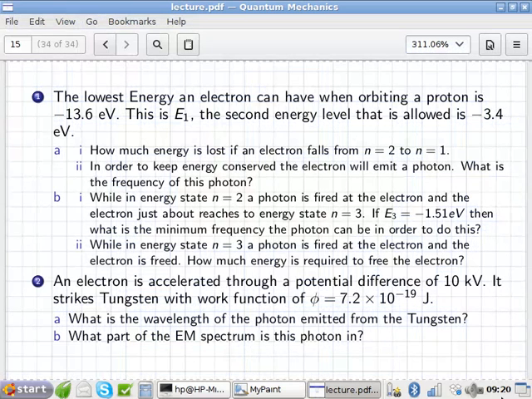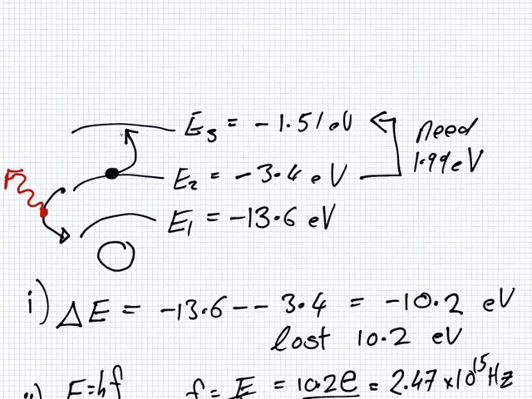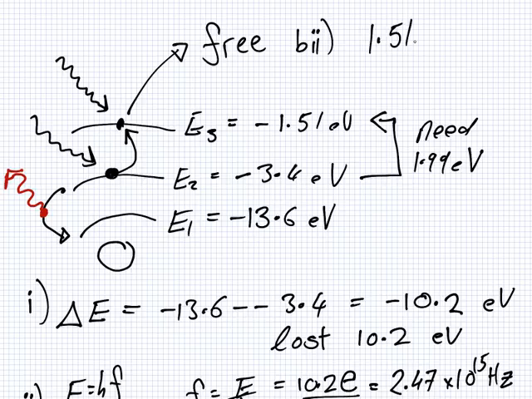And then the next part: while in state 3, a photon is fired at the electron and it is freed. How much energy is required to free the electron? So when the electron is here, there was a photon fired here, and now there's another photon fired here, but now the electron is free. How much energy do you need to free it? 1.51. Correct. 1.51 electron volts.